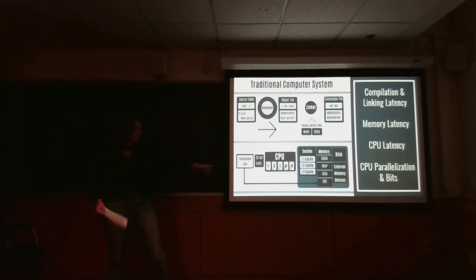And then the second reason why traditional computers are not that great is because you can only have one instruction at a time put into the CPU. And if you want the most bang for your buck, you want several instructions being operated on at once. You want high CPU parallelization.